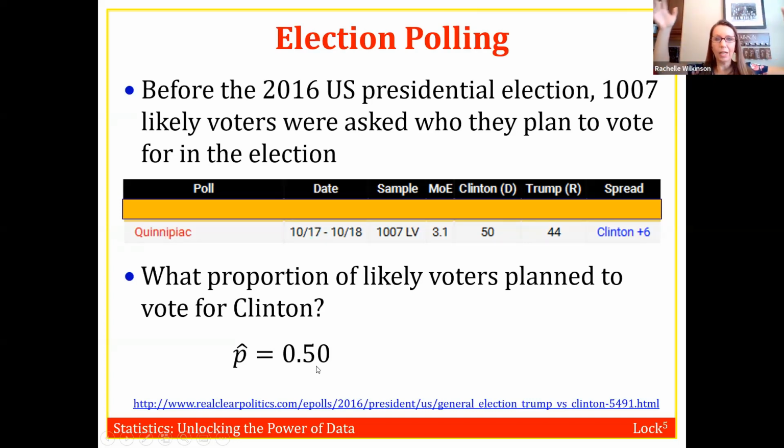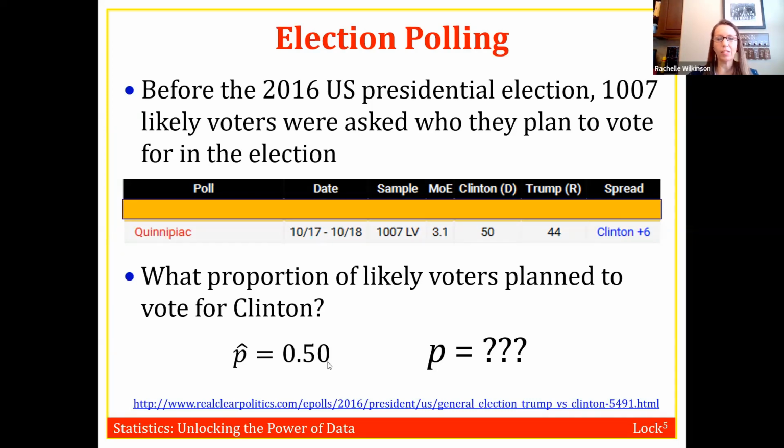Now, remember, we said our big picture was to take a sample, look at our sample statistic to draw a conclusion about the population parameter. So if my sample statistic is 0.5, what would my population value be? Well, good question, right? Would I expect my population value to be exactly the same as my sample value?